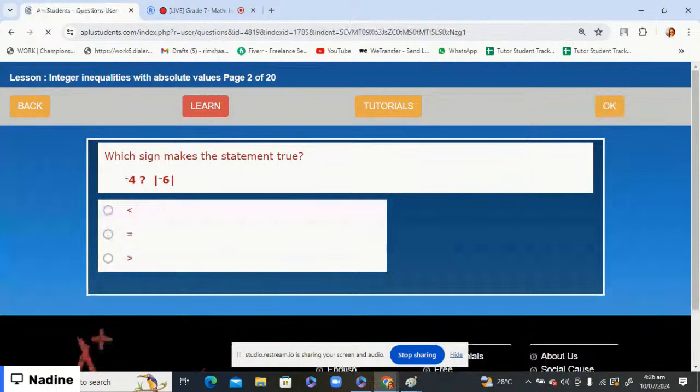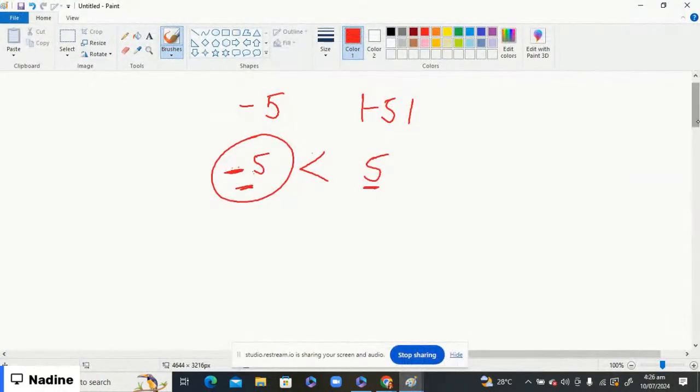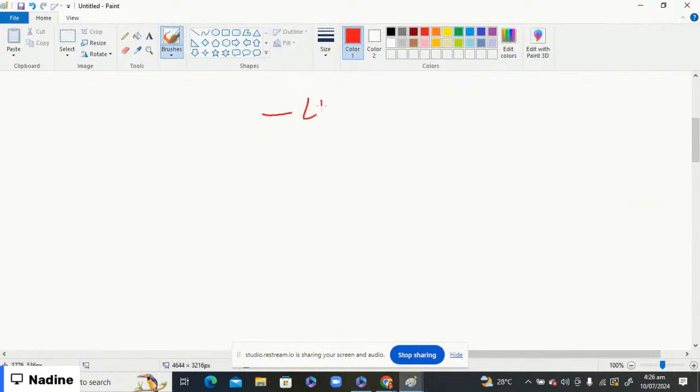Let's see the next. Which sign makes the statement true? This is minus 4, and here is the absolute value of minus 6. So now tell me, which one is greater? First of all, minus 4 as it is. What is the absolute value of 6? This is 6, and obviously 6 is in the plus form. So we can say that this becomes greater as compared to minus 4.